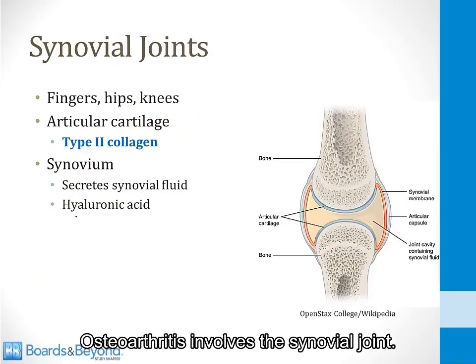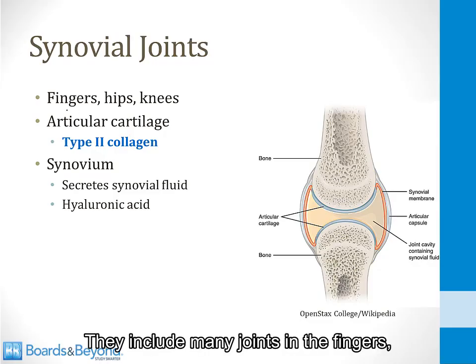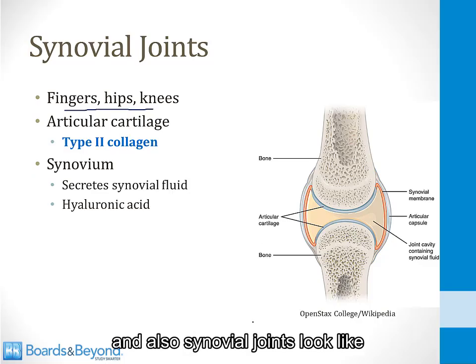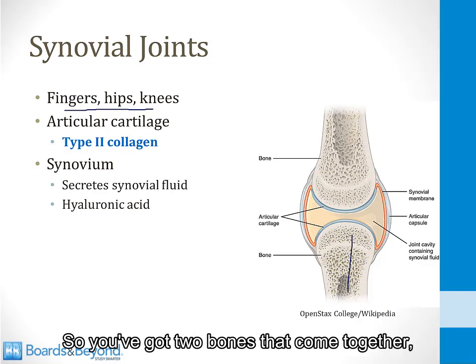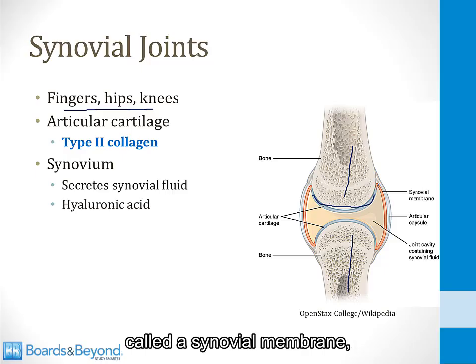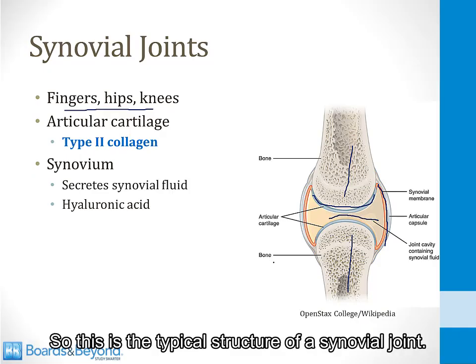Osteoarthritis involves the synovial joints. So synovial joints are found all over our body. They include many joints in the fingers, the hips, the knees, and all synovial joints look like what's on the screen here. So you've got two bones that come together. Each bone is covered by articular cartilage, and then on the outside there's a membrane called a synovial membrane. And then within the joint space there is synovial fluid. So this is the typical structure of a synovial joint.